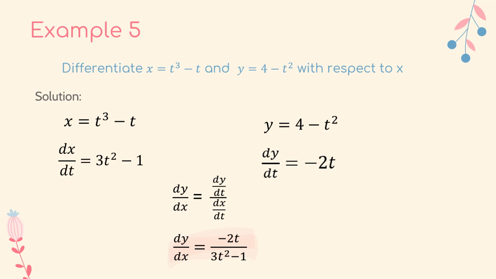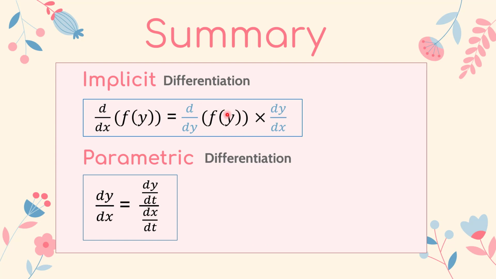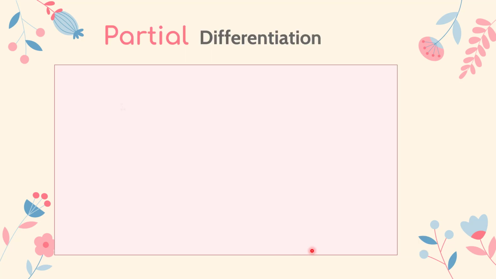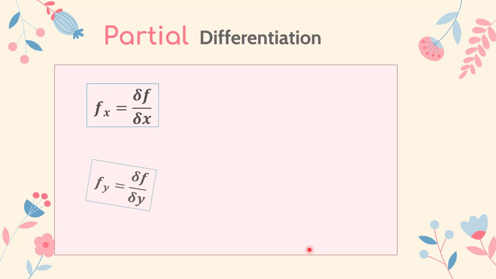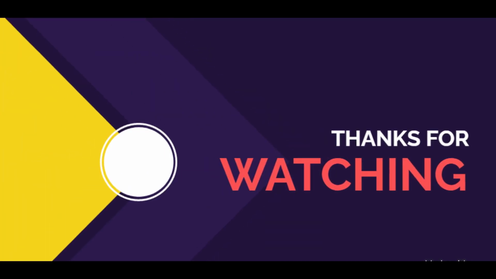So, the summary for this differentiation: we have implicit differentiation, where we differentiate y with respect to x, continuing with dy dx. For parametric differentiation, we divide dy dt over dx dt to obtain dy dx. And for partial differentiation, we partially differentiate by making any other variable constant first. So that's all for today's lesson about differentiation.